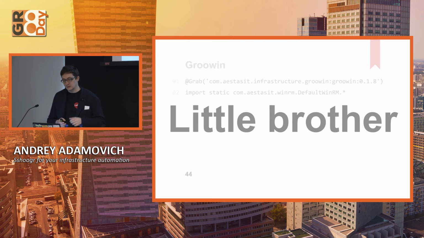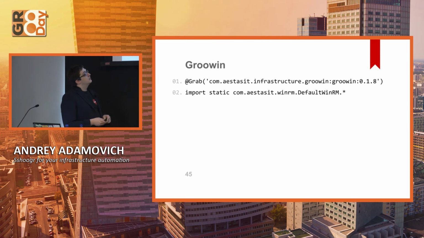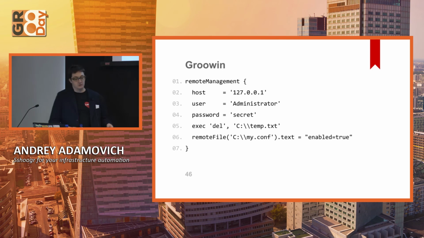So we created a little brother for Sshoogr, which is called Groovy, which is basically a similar DSL for the WinRM protocol. The way you use it is very similar. You have the exec method, you have the remote file method.